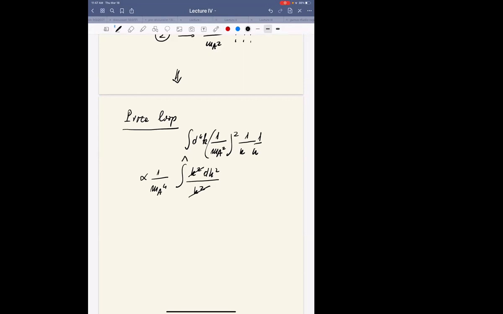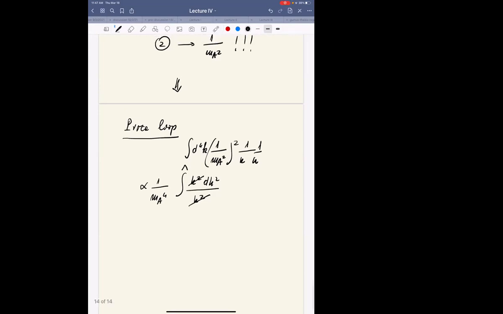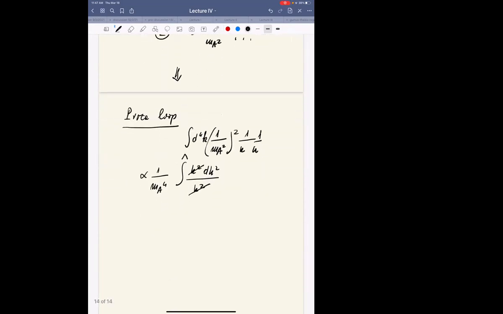Don't worry what happens for small k. This is not correct for small k. You can do this calculation if you want very rigorously. I'm just interested in the behavior in the ultraviolet region, as we say. This becomes proportional to lambda squared over MA to the fourth. And lambda is supposed to go to infinity. This crazy thing diverges. You could see that there is going to be a problem.